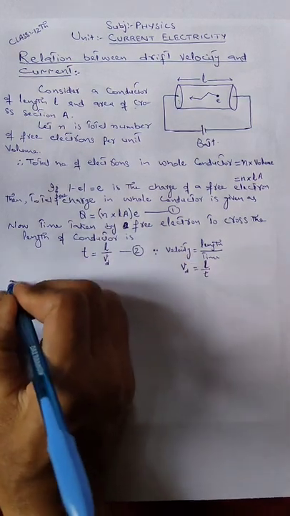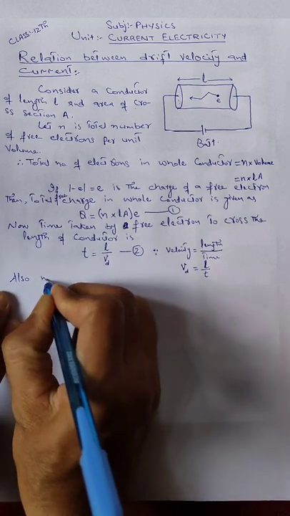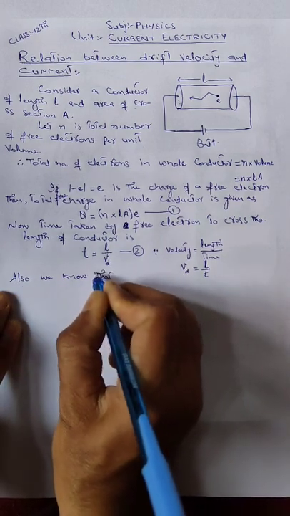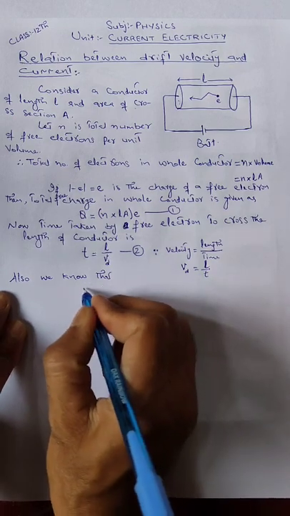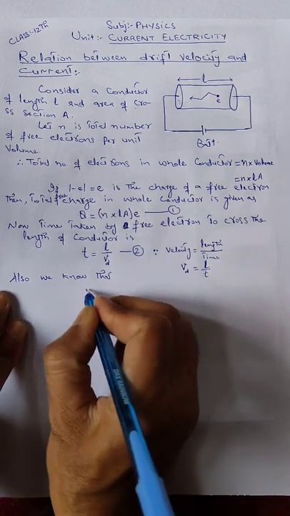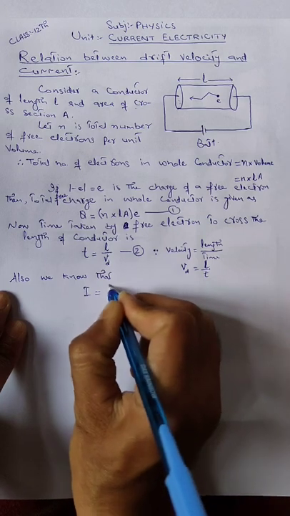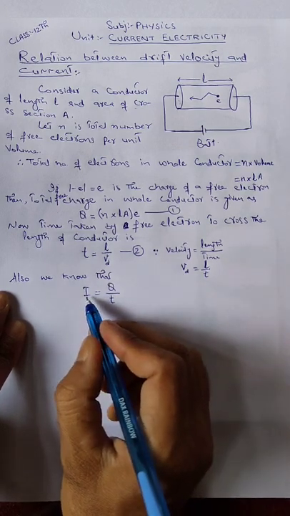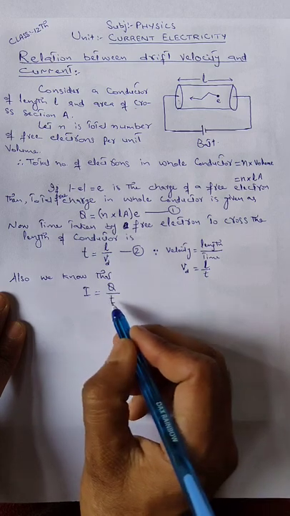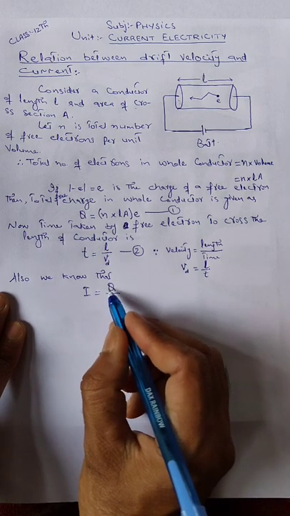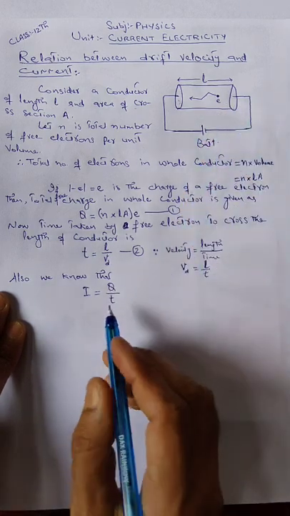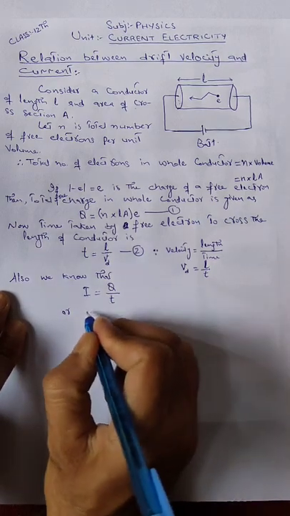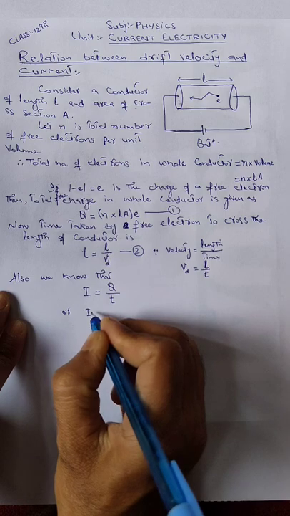Now, next relation also. We know the definition of current: I is equal to Q over T. This is the definition of current, charge per unit time. We are discussing now the charge of the whole conductor, right? Or I T is equal to Q.